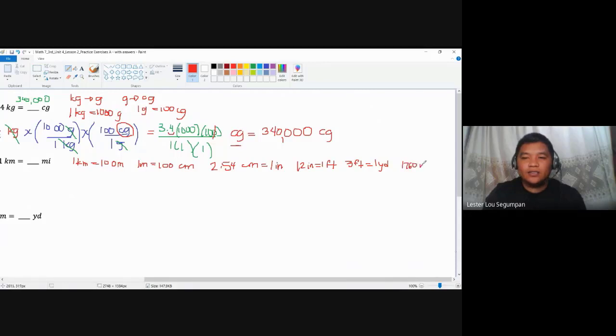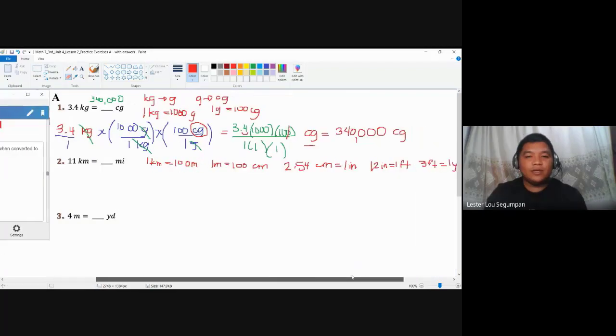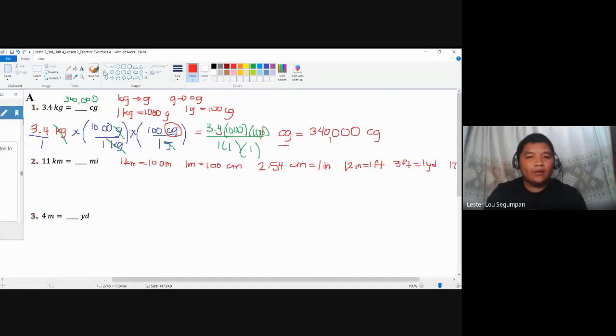1,760 yards is equal to 1 mile. It's a little bit long, not a little bit, it's really long. But anyway, our goal here is to practice the processes. So let us try to come from kilometers to miles using these six conversion factors. Let's start with our process here.